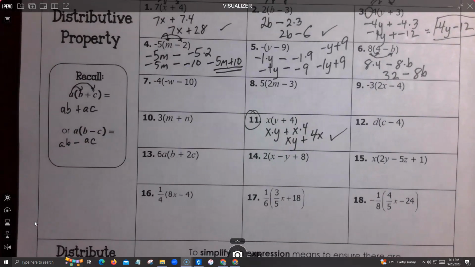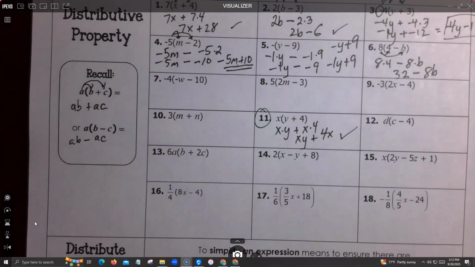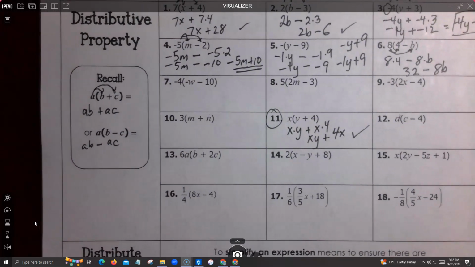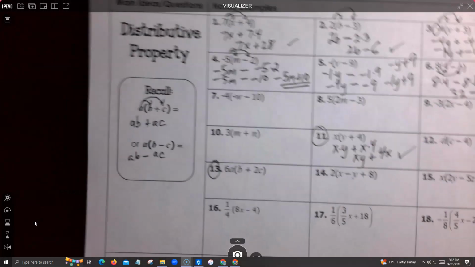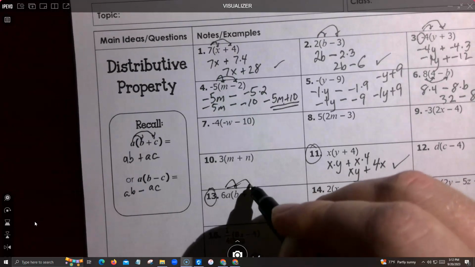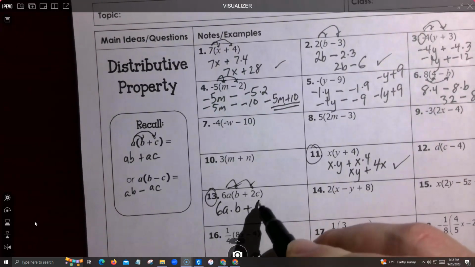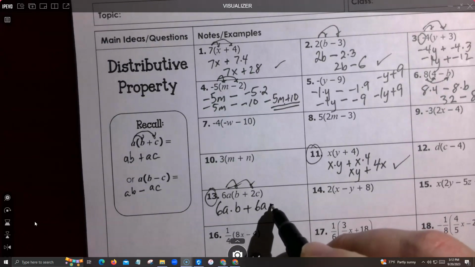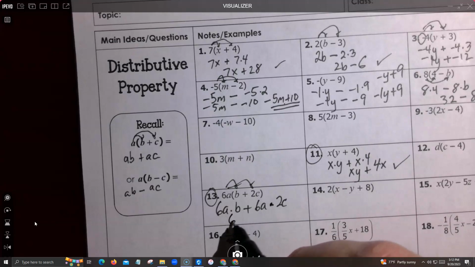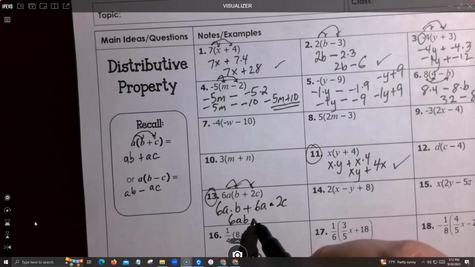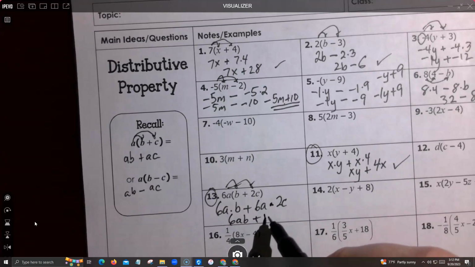All right, let's do number 13. Okay, so again, 6a times b plus 6a times 2c. So 6ab plus, this is going to be 12ac.